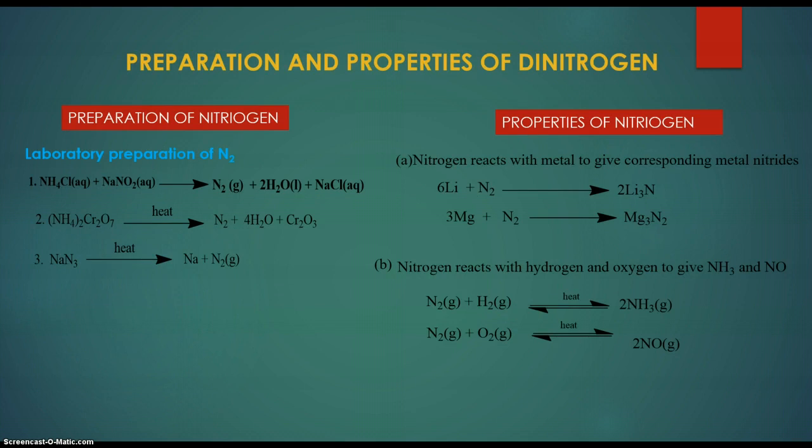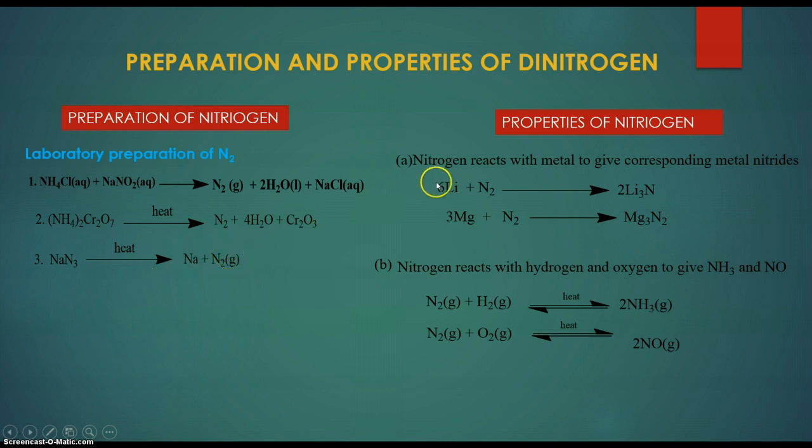First of all, the laboratory preparation of dinitrogen. As you can see over here, when we react ammonium chloride aqueous solution with sodium nitrite aqueous solution, we obtain dinitrogen as a major product along with water and NaCl. Secondly, if we heat ammonium dichromate, then also we can get nitrogen as a major product. Thirdly, if we heat the azide compound of alkali metals like sodium azide, NaN3, we can get sodium and dinitrogen as the major product.